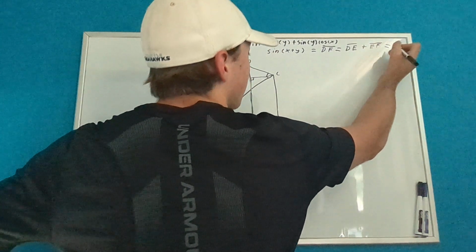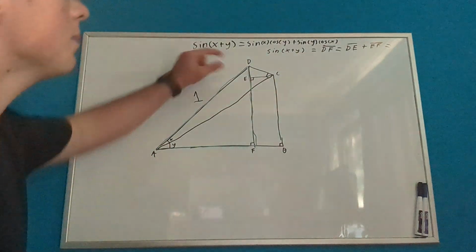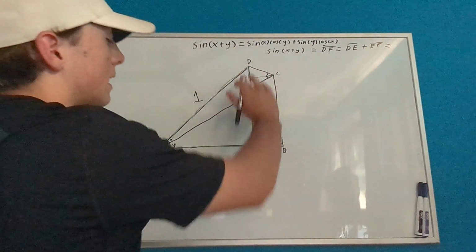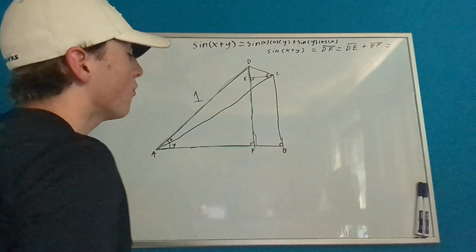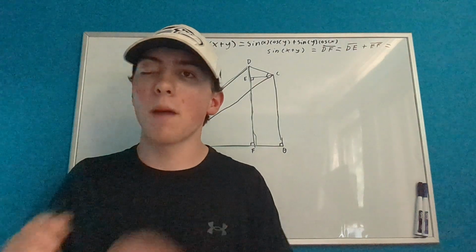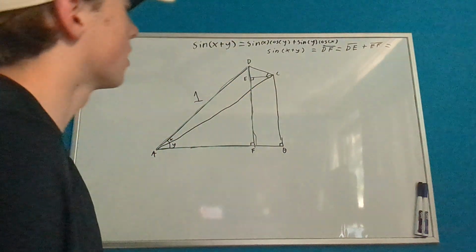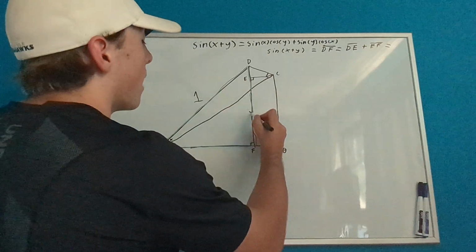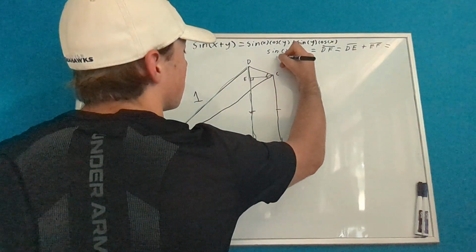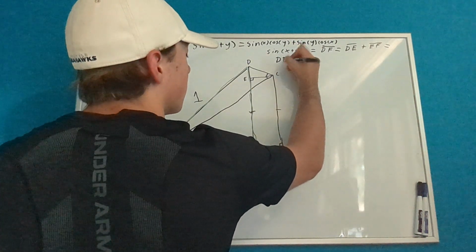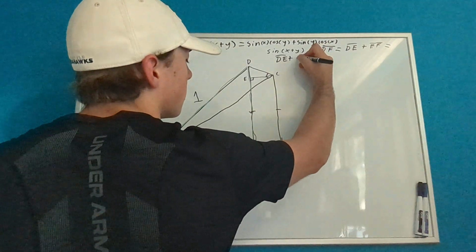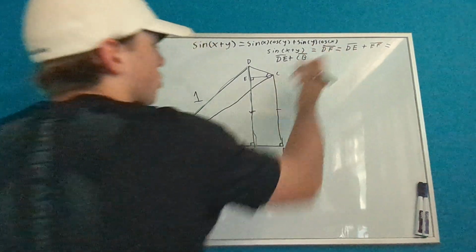Then I want to change this one more time. We're going to keep DE, but what can I say EF is equal to? Well, if we look at this shape, we see that EF is part of a rectangle, and since it's part of a rectangle, the opposite side to it is going to be equal. So here we have EF, which means that CB is going to equal it. So this is equal to line segment DE, like before, plus line segment CB.